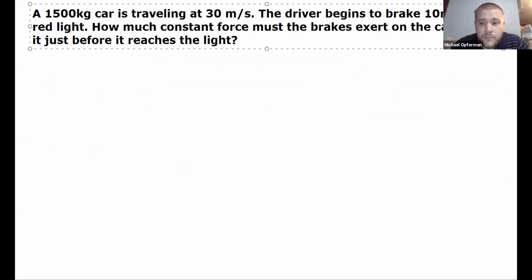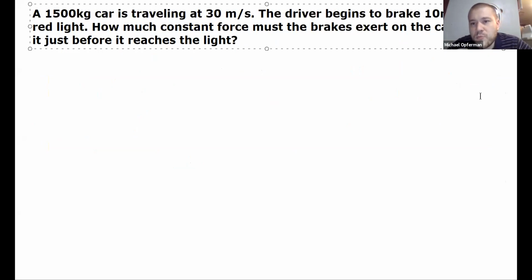So let's work an example of using the kinematic equations, kind of going through that procedure step by step. Here's a good example, slightly modified from a problem that I have in the lecture note PDF. You have, let's say, a 1,500 kilogram car traveling at 30 meters per second, which is around 60, 70 miles an hour, I think.